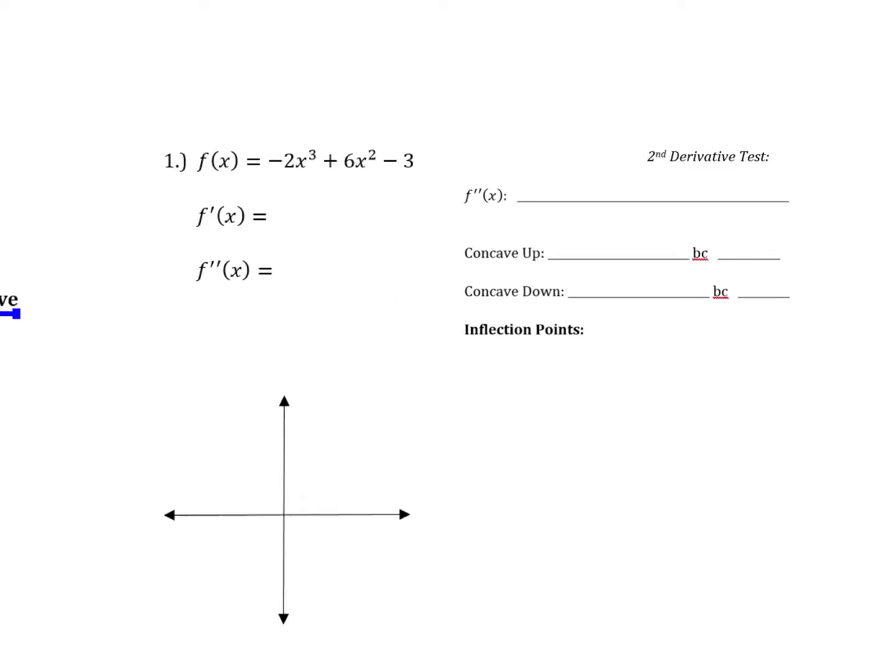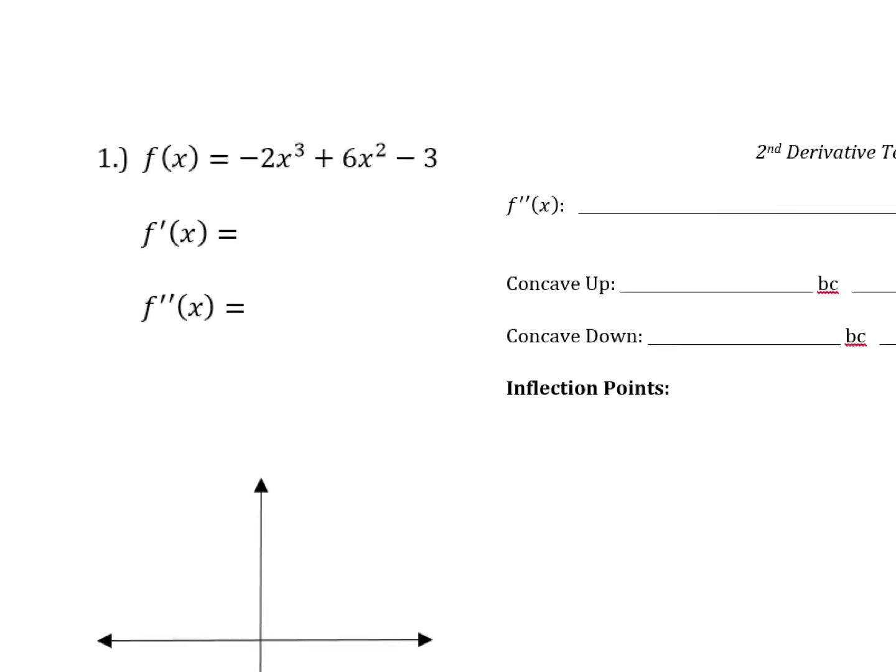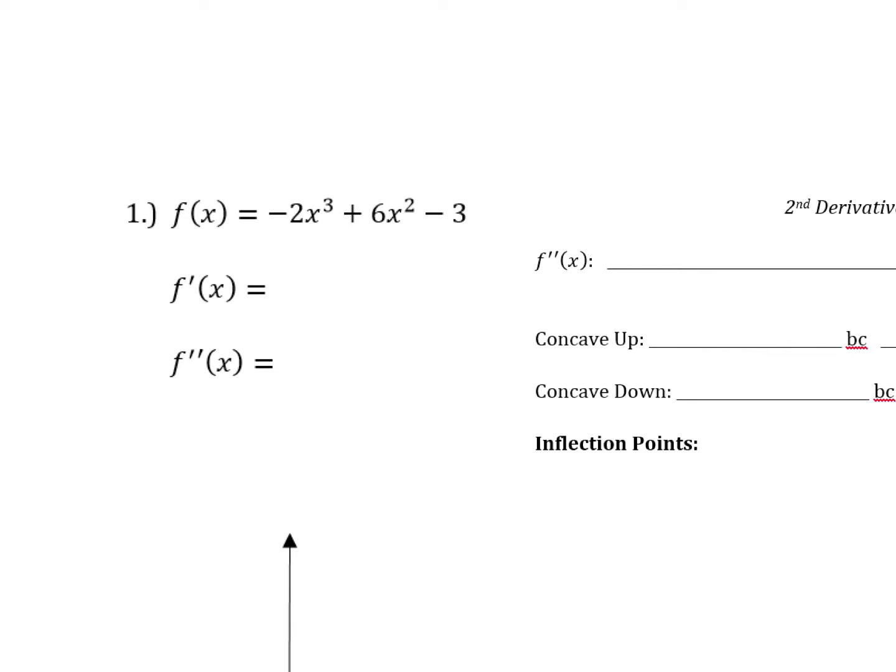All right, so let's take a look. We're just going to figure out intervals of concavity here. Looking at the original function, I can already tell it's going to be a negative cubic, so this is my rough shape. So we're going to have concave up, inflection point, concave down. Let's figure out where that inflection point is going to take place.